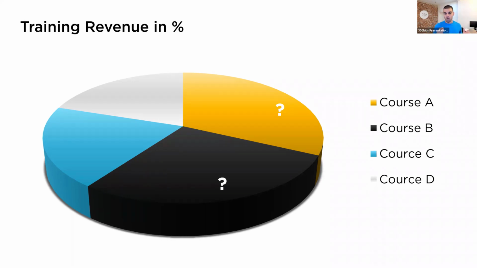So let me know in the chat, what do you think are the numbers here? Orange is how many percent, and black is how many percent, and which one is bigger? Are they equal? Which one is smaller? Give us your guesses. Let's spend a minute on this one.